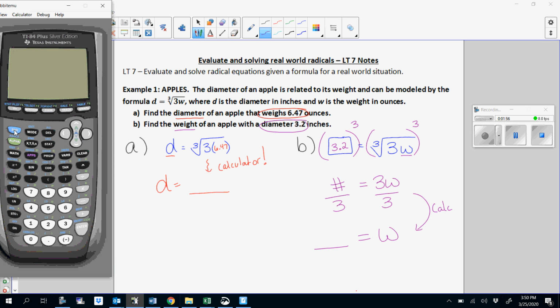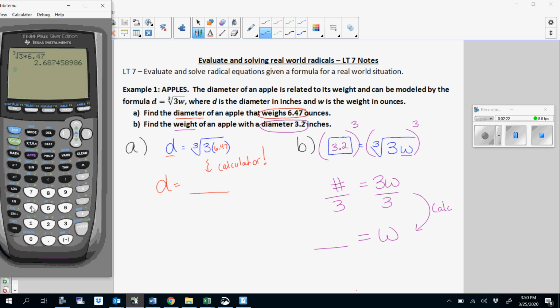For part A, the cube root button is in the math menu. It's option 4. Option 5 is actually the 4th root button, or 5th root button, or even cube root button. But option 4 is the cube root button. So cube root of 3 times 6.47. All of that's still under the cube root, so we're good. The diameter is 2.69.